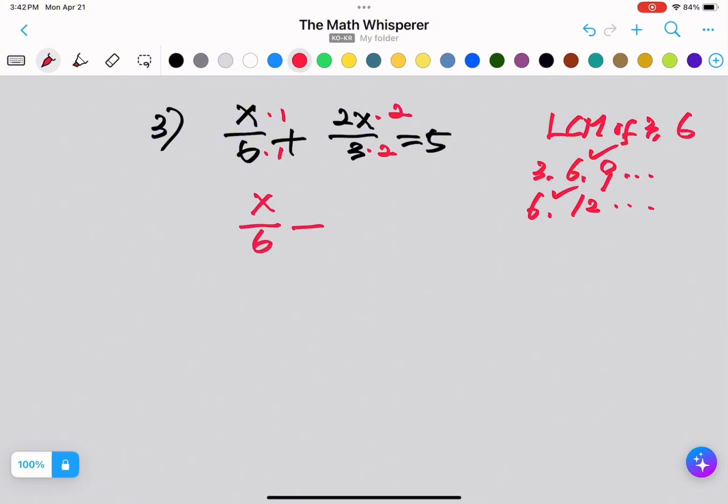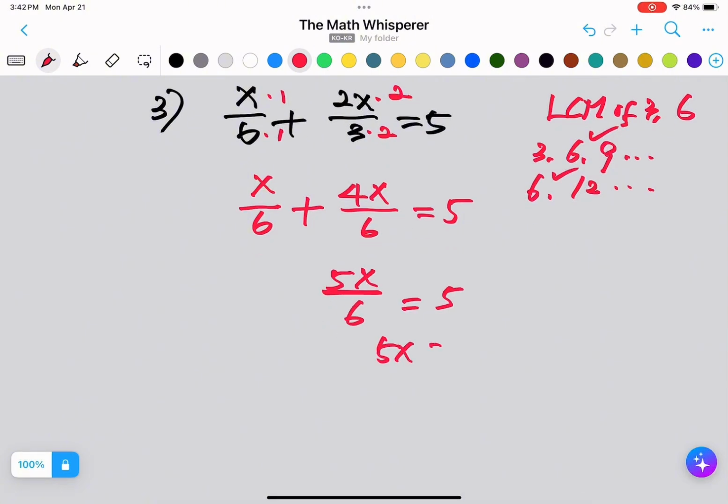So x over 6 stays the same. 4x over 6 equals 5. Now you just add the top. x plus 4x is 5x over 6 equals 5. You cross multiply. 5x equals 30. x equals 6.